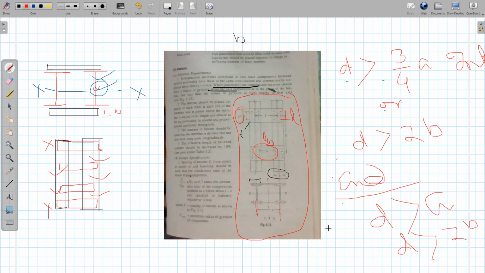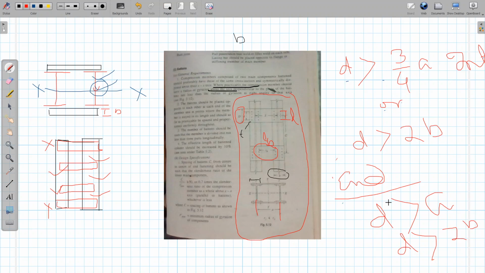So this thickness d value should be greater than a, and out of these, whichever is the maximum, that we will adopt, and that way we can find out what the d value will be. Okay, once you know this small d value, then what will be the capital D?